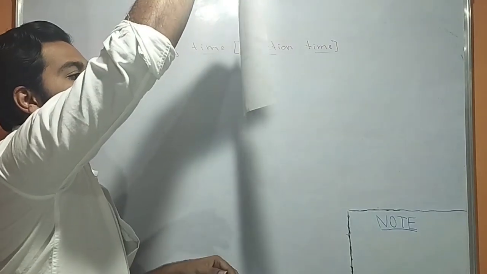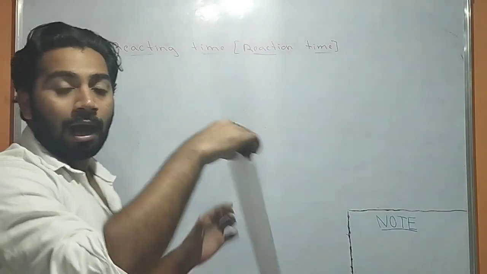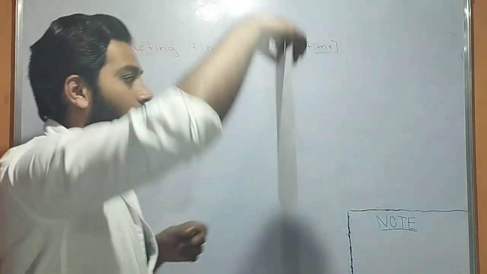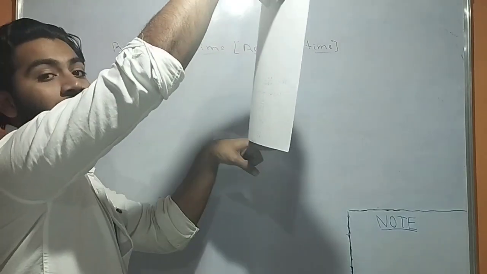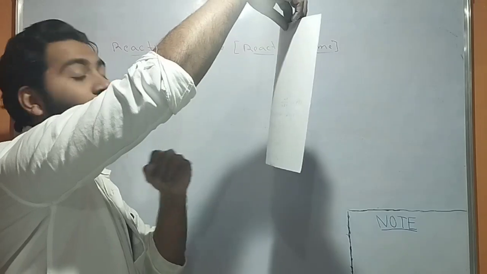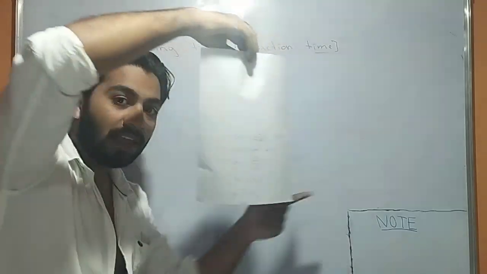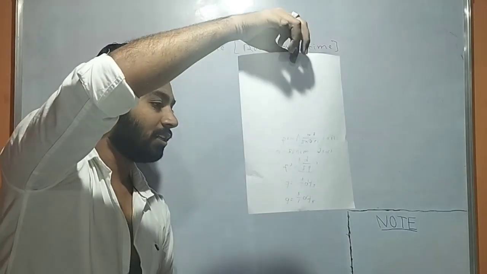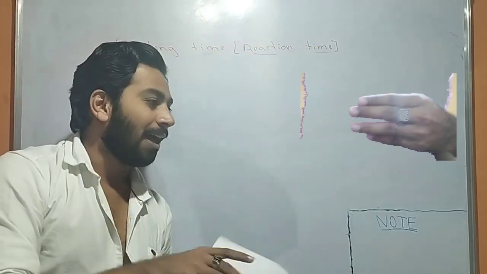I can easily catch. See, another time. I can catch because I know when I will leave the paper and how to catch it. But the man in front of me doesn't know when I will leave the paper. So let's try with this fellow. Catch it. Nah.